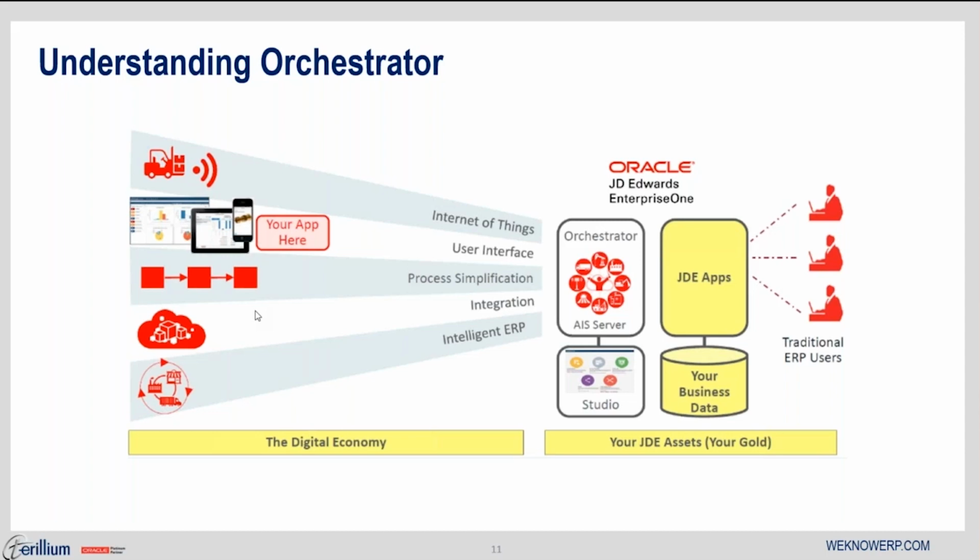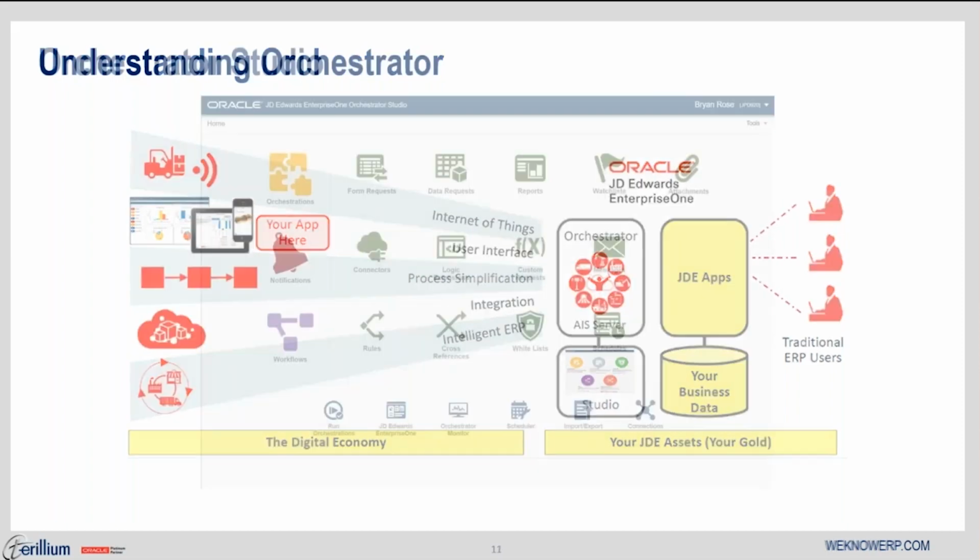So that kind of business gold is the biggest value you're going to get with Orchestrator. It's leveraging everything that the system is built on. It's just allowing you to automate it.